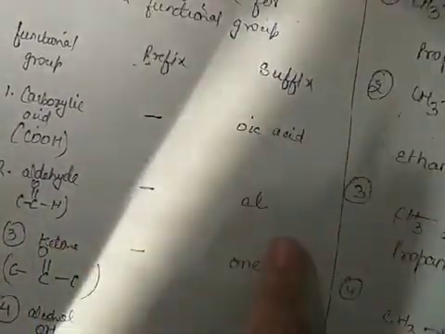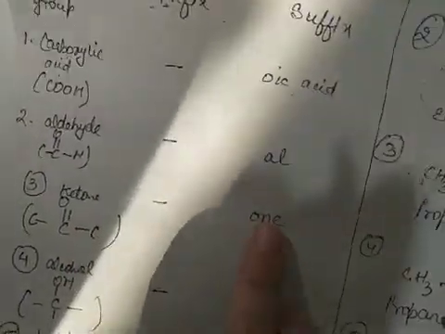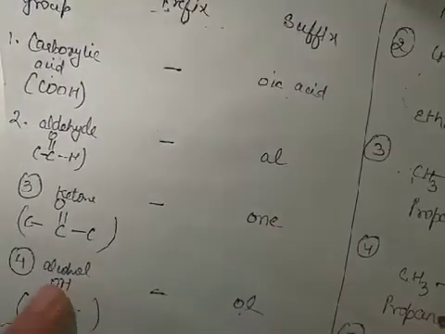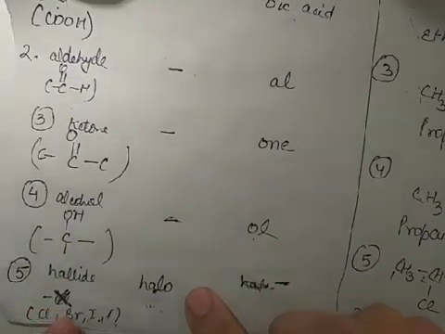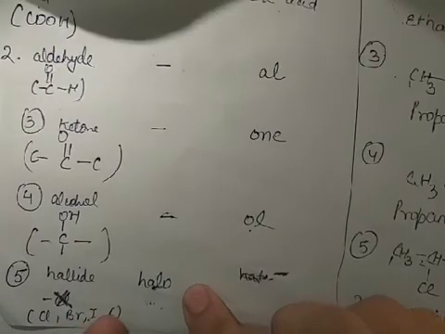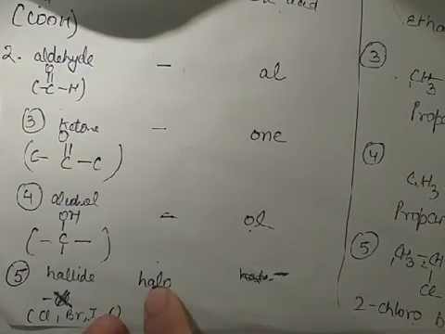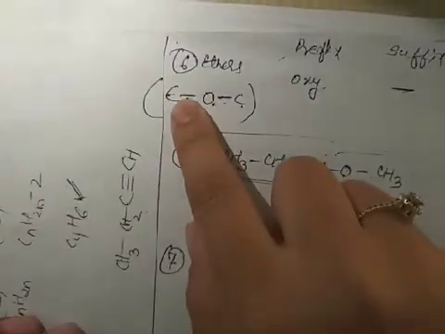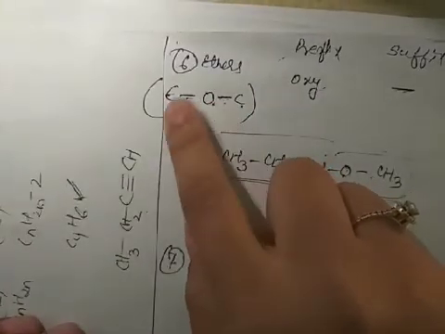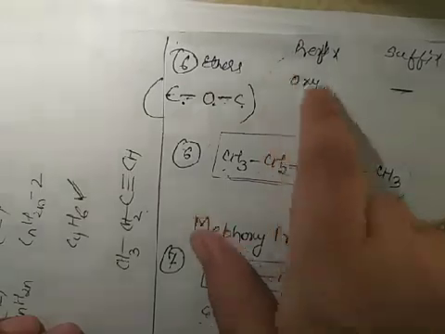Aldehyde has the suffix al. Ketone has the suffix one. Alcohol has the suffix ol. Halide, that means chlorine, bromine, iodine, fluorine, will be written as a prefix with the name as halo: chloro, bromo, iodo, fluoro. Next is ether, where there is oxygen singly bonded with 2 carbons. The prefix is written as oxy. Correct?